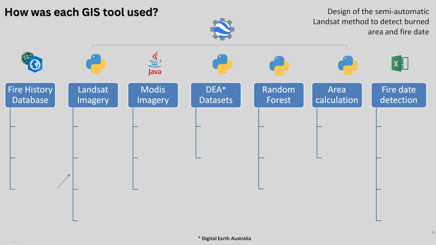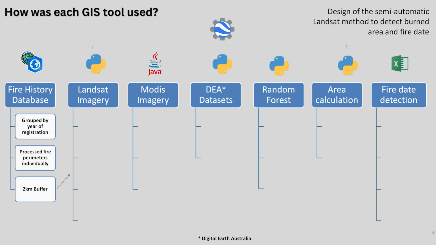the tools and the main data that I used for this process of validation of the burned area inside the fire perimeter, and to detect the most approximate dates, both start and end date, of all 340 fires. So I used desktop GIS to do the pre-processing of the fire history database, focusing on grouping the fires by year of registration. I processed each fire individually, and also increased the size of the perimeter by creating a 2 kilometer buffer.